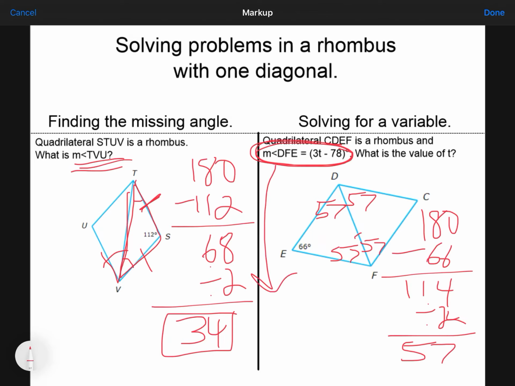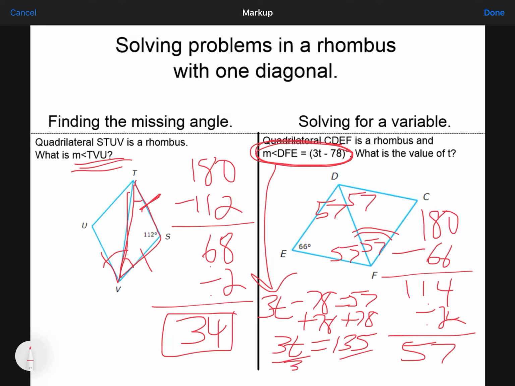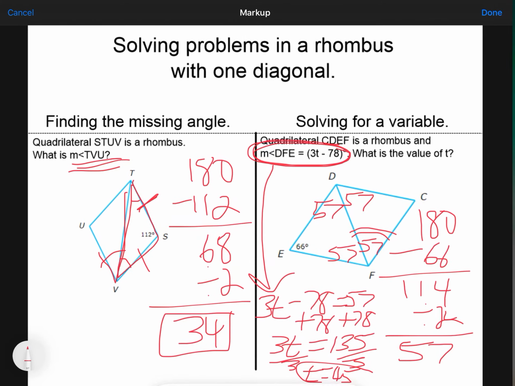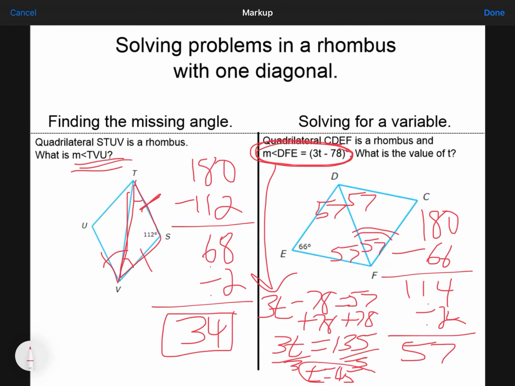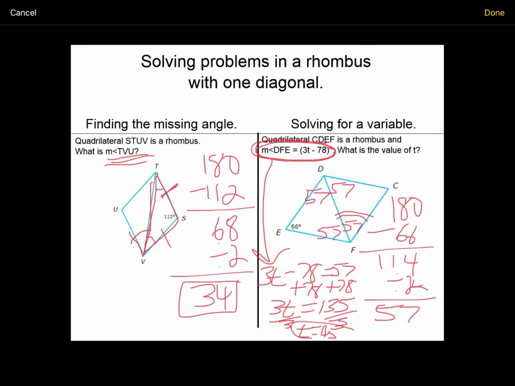And then angle DFE is this angle right here. So you'll just set this equal to 57. Solve out the algebra, add 78 to both sides. Divide by 3, divide by 3. Comes out to be 45. So the second set of problems we're going to be dealing with are looking just like this, where there's one diagonal in the rhombus.